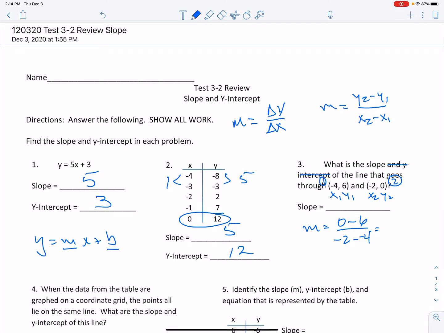Well, 0 minus 6 is negative 6, and negative 2 minus negative 4, which is the same thing as negative 2 plus positive 4, gives me 2. And then negative 6 divided by 2 gives me negative 3, which is the slope of the line between those 2 points.